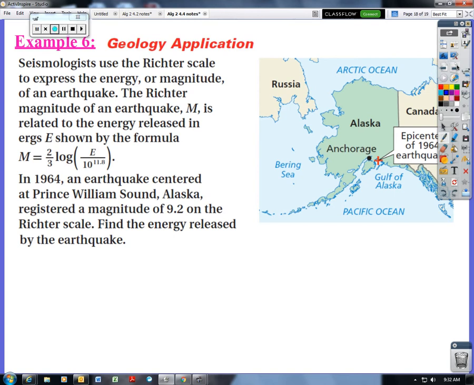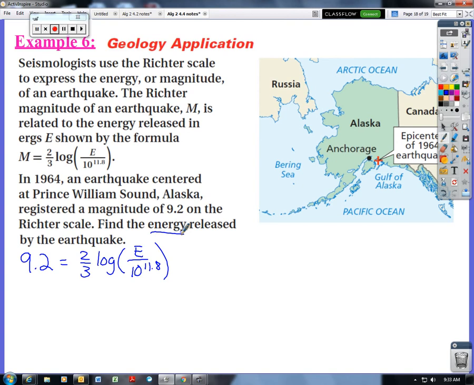In 1964, an earthquake centered at Prince William Sound, Alaska, registered a magnitude of 9.2 on the Richter scale. Find the energy released by the earthquake. So first we have to decide where the 9.2 goes. If you look back up in the problem, it says the Richter magnitude is M. So the 9.2 is the M. So we'll put that in our equation, like so. And we're trying to find energy, so we're solving for E.